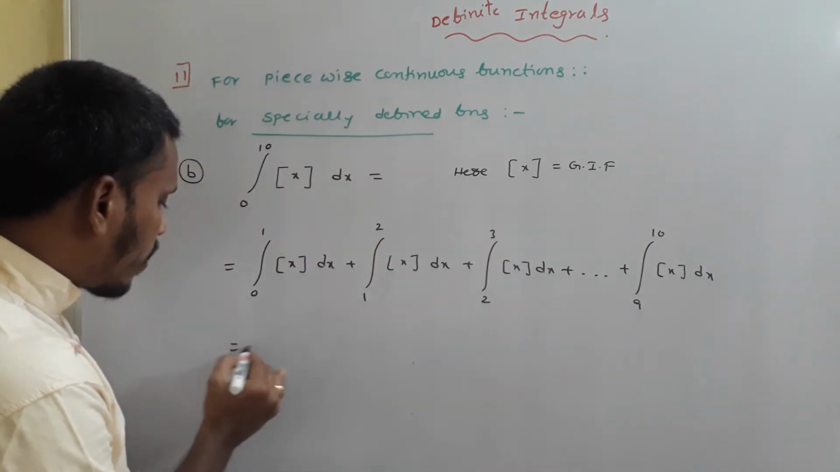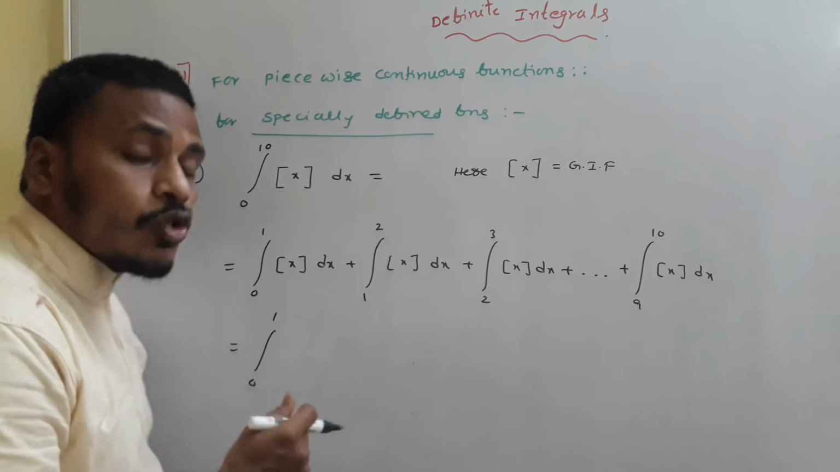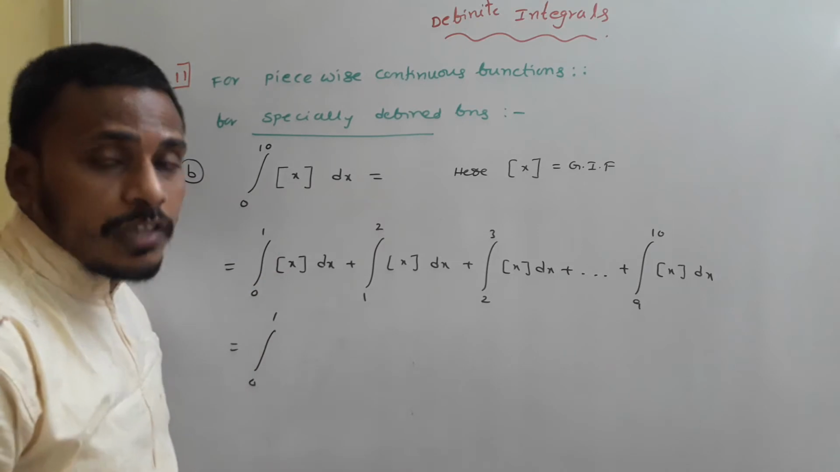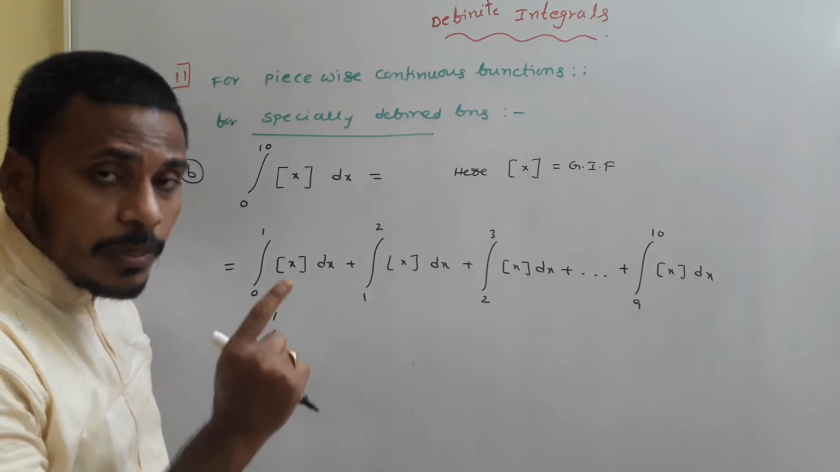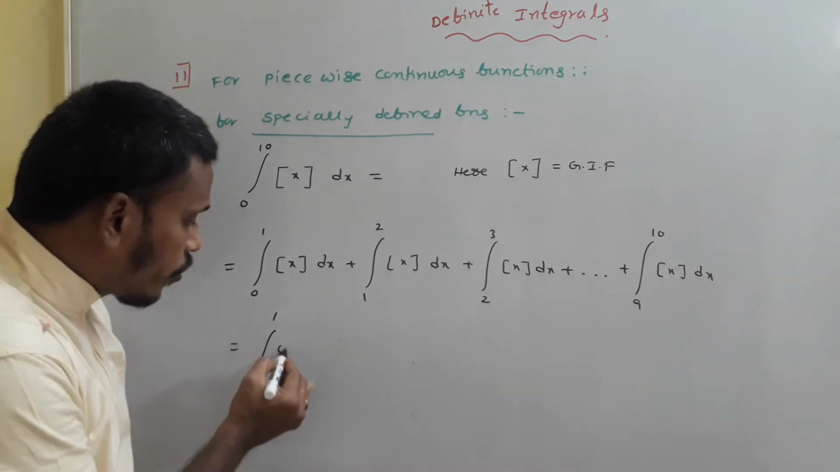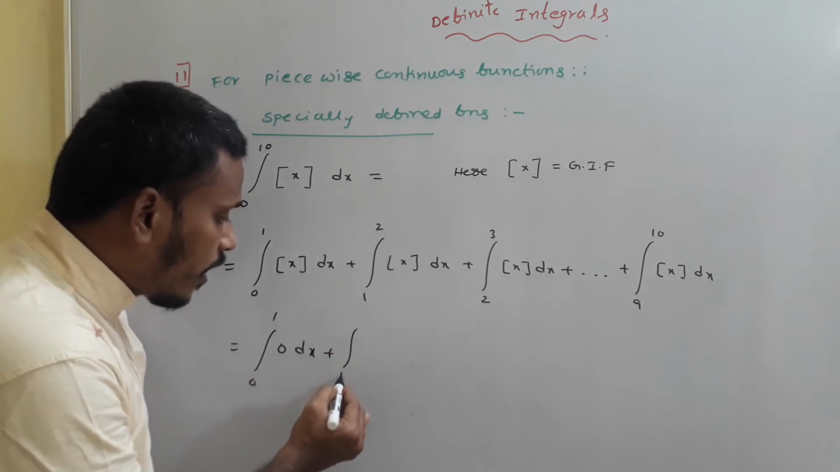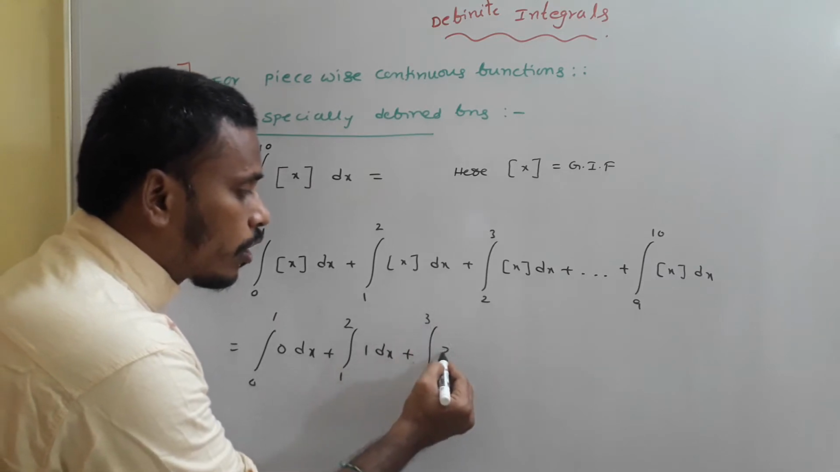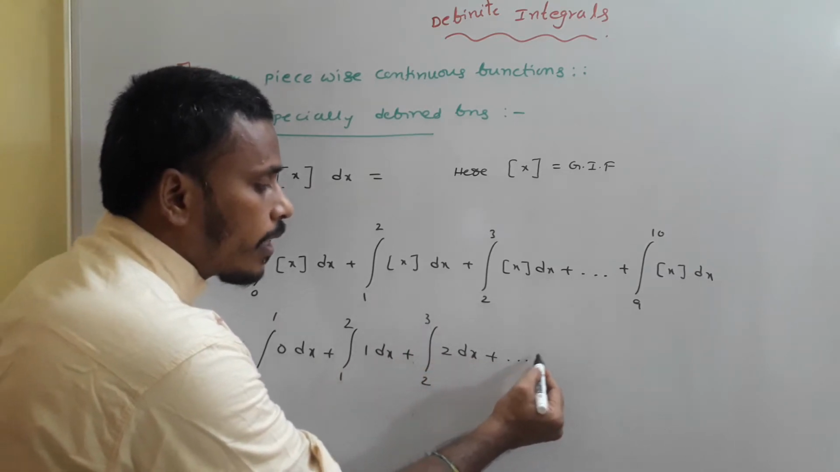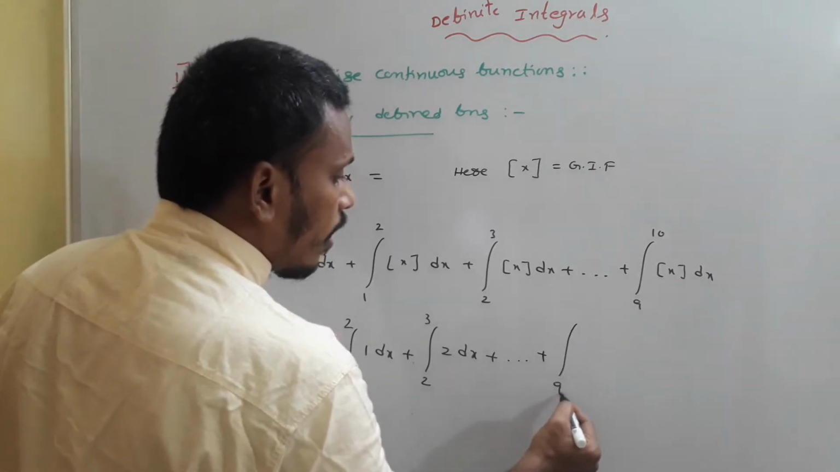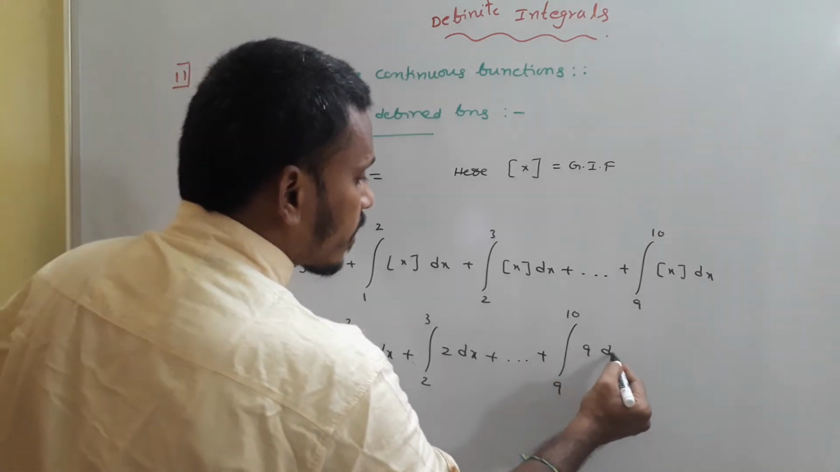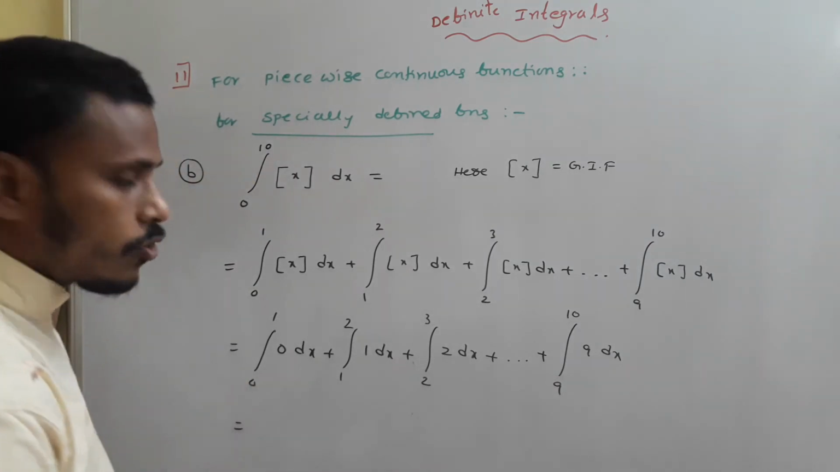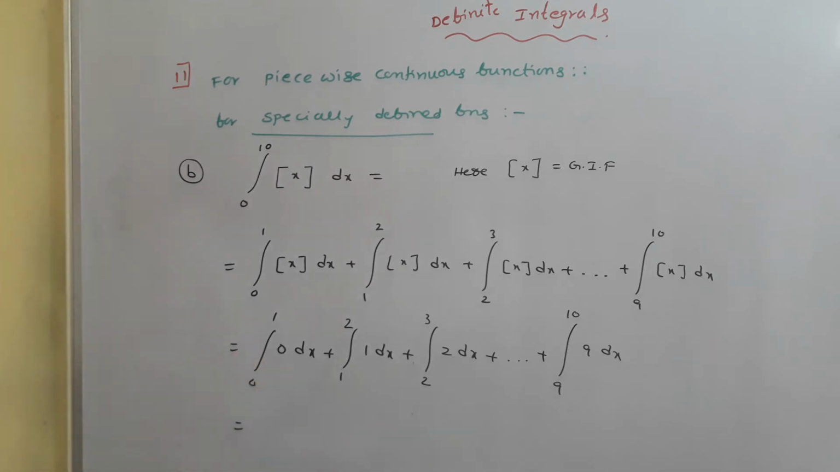Now this is equal to integral 0 to 1. First use the definition, then apply the integral. Between 0 and 1, what is the value of step x? It is 0 itself, so this is 0 dx, plus integral 1 to 2, this is 1 dx, plus integral 2 to 3, this is 2 dx, and so on. Integral 9 to 10, 9 dx, because between 9 and 10, step x value is 9 only.